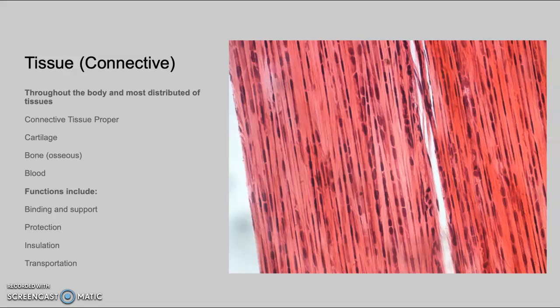Moving on to connective tissues, they are throughout the body, and it is actually the most distributed tissue out of all of them. It has connective tissue proper, cartilage, bones, and blood, and its functions include binding and supporting, protection, insulation, and transportation. As you can see by the photo on the right, this is how connective tissue actually looks under a microscope.